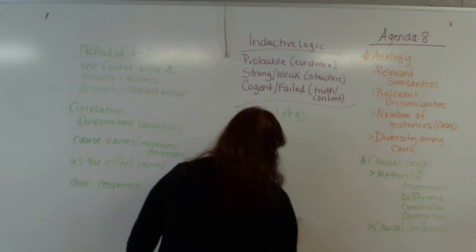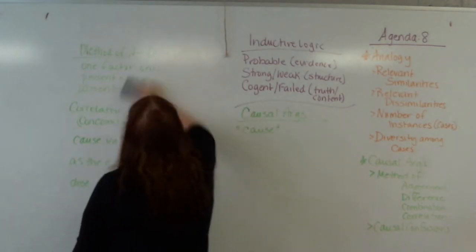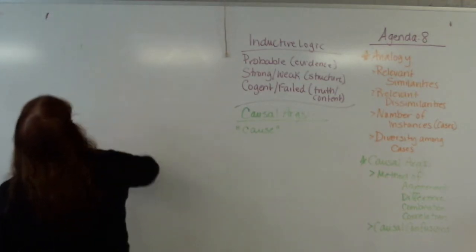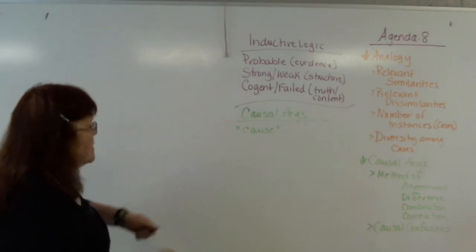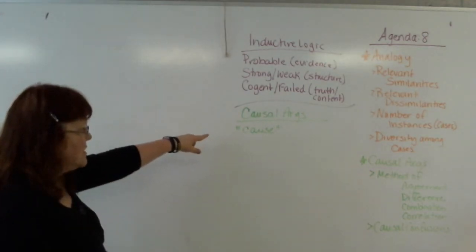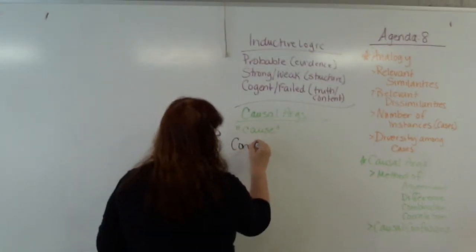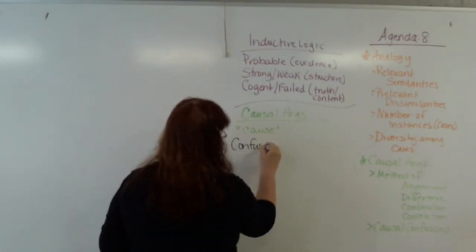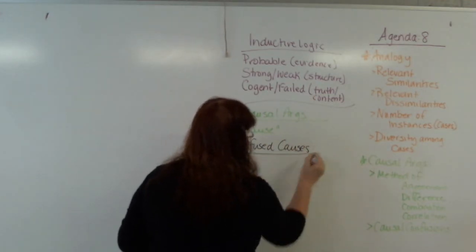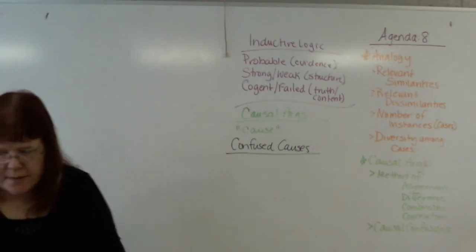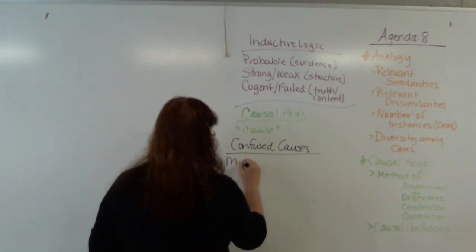We have a lot of things that can get in the way or that can discredit our idea of a cause and effect. So my causal effect, my causation here, I have a bunch of things that can confuse me. So here are my confused causes. First of all, and this starts on page 296, misidentifying relevant factors.